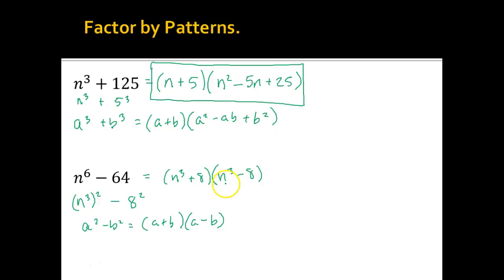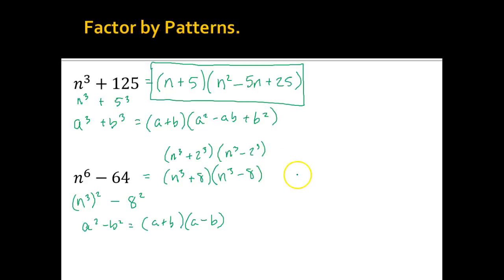All right, there we go. That was easy, right? But look at those factors. We have n cubed, that's a cube, and then 8, which is one of our perfect cubes, right? That's 2 cubed. That's n cubed plus 2 cubed. And we have a formula for that one. And then we have another one here. This is n cubed minus 2 cubed. And we have a formula for that as well. So we can factor each one of those.